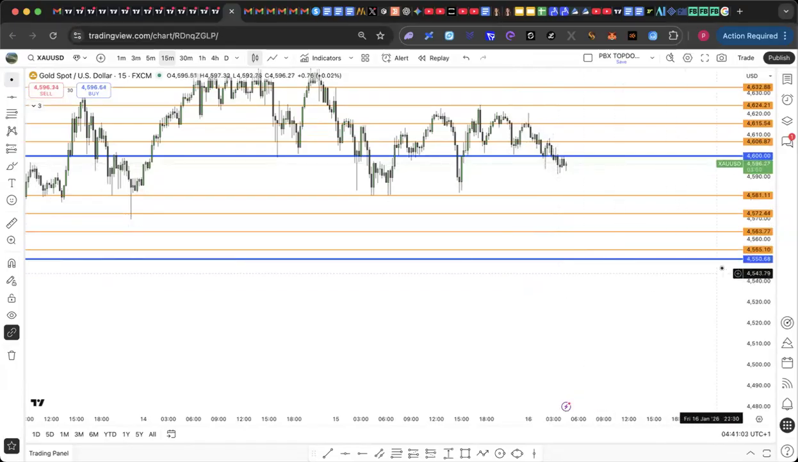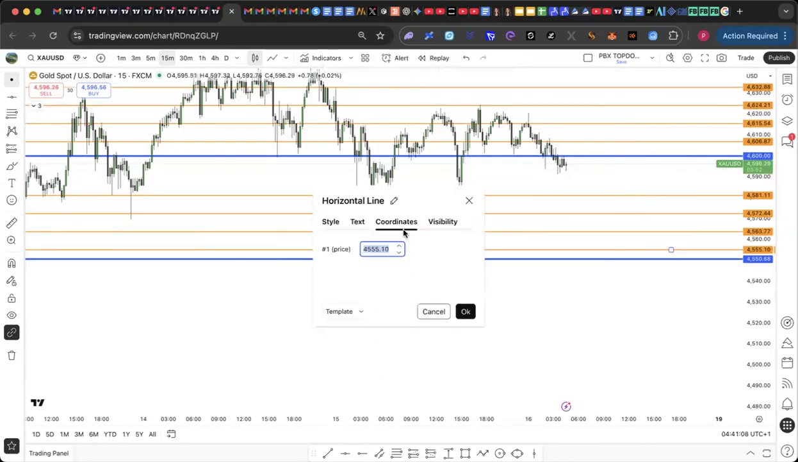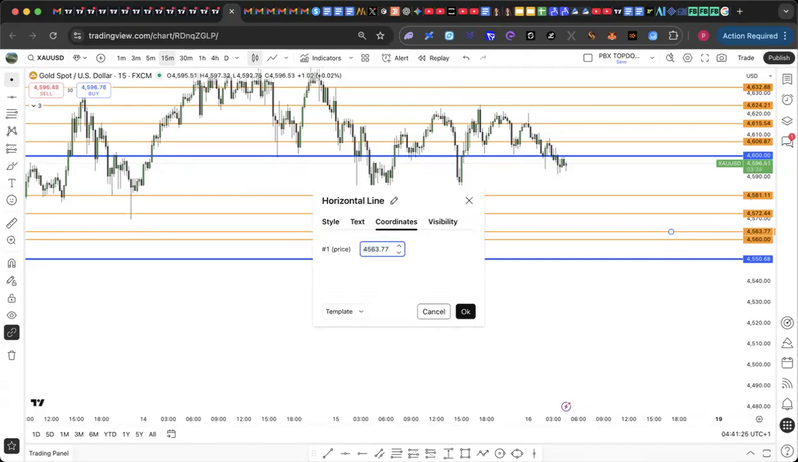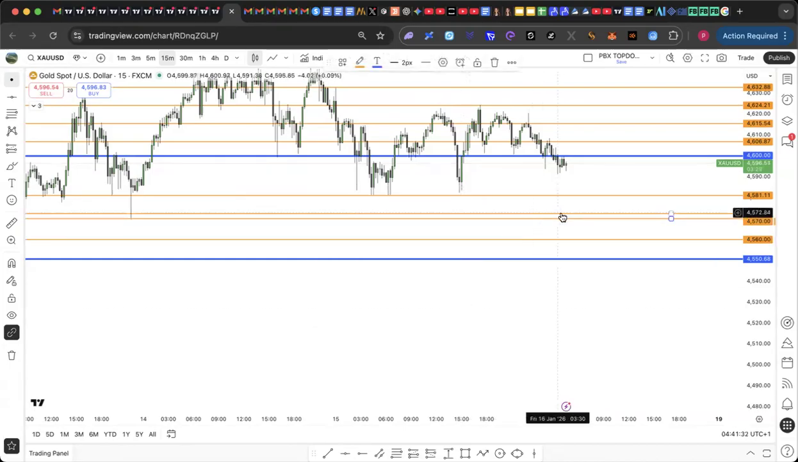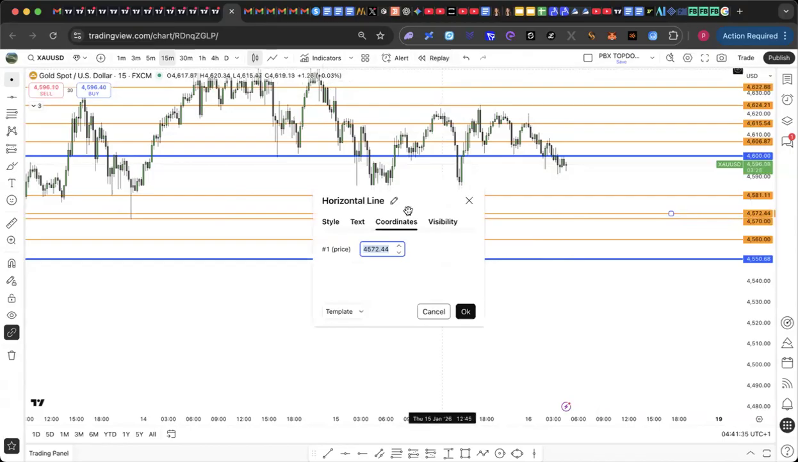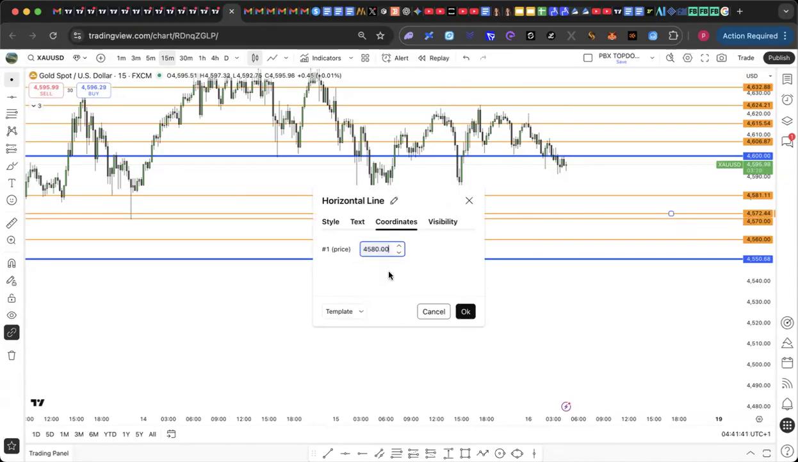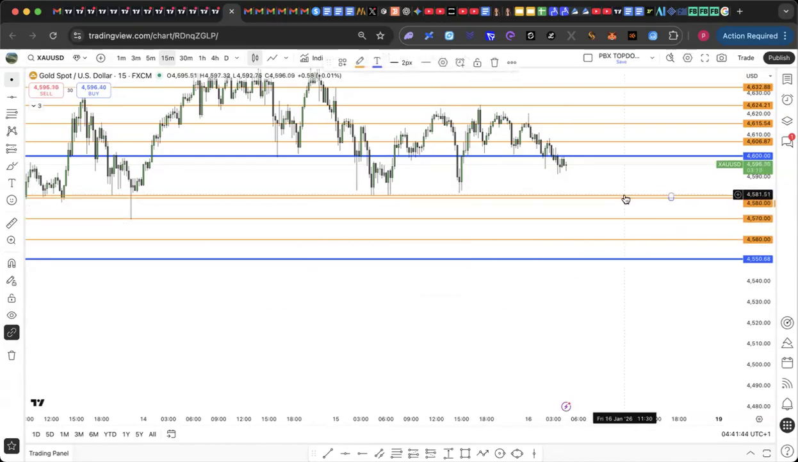This is 4,550. To get 100 pips, go to your coordinate. It will be 4,560.00. You click OK. From here to here is 100 pips. Then we take the coordinate. Since it's 60 we got before, this is going to be 70. I hope it's simple enough. Then we go back to this one, and instead of 70, that would be 80.00. Fantastic, right?